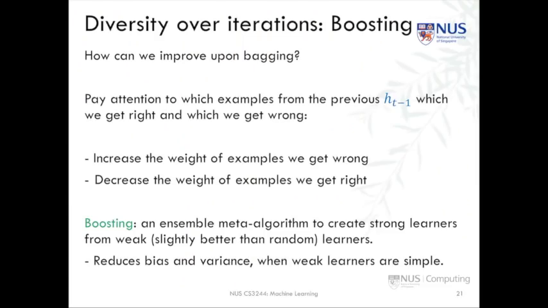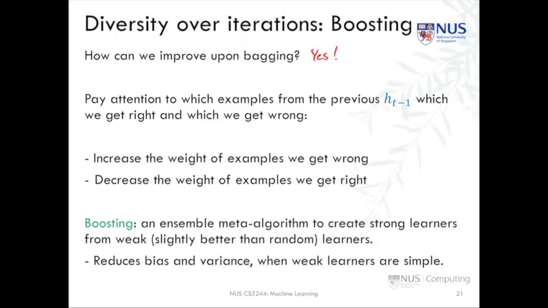Now that we've learned bagging, is there a way that we can improve upon it? The answer is definitely yes. What we can do is think about how to pay attention to which examples from the previous learner that we've built are well classified and which we got wrong. And because learners always learn from the cases that they get wrong, what we want to do is increase the weight of examples that we get wrong and decrease the weights of examples that we get right. When we create a new data set, we're going to try to mirror this by weighting certain examples in this way.